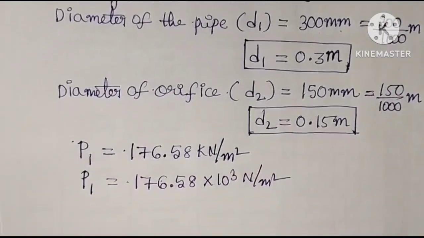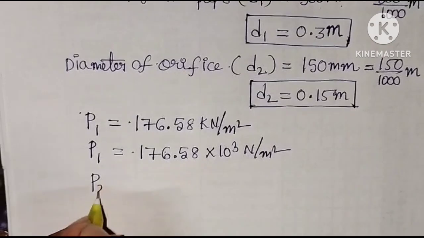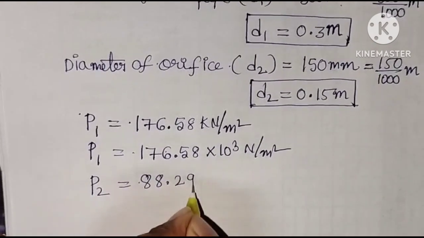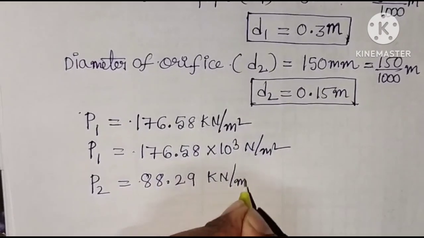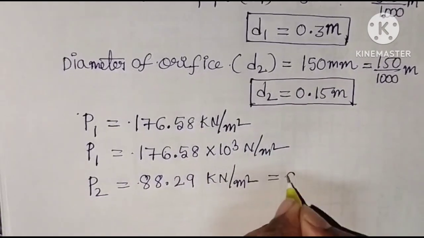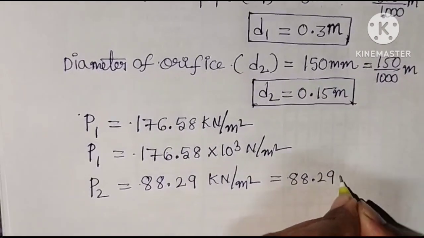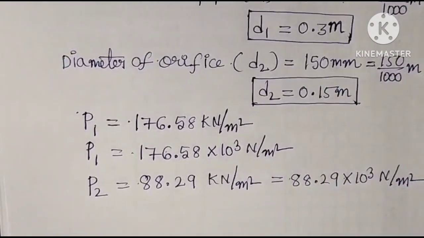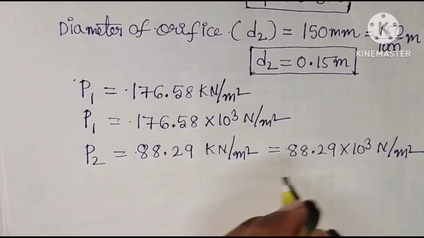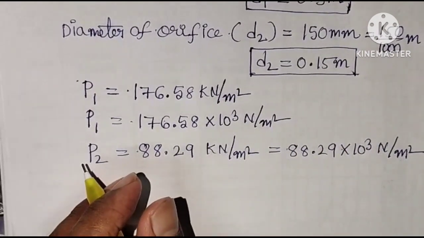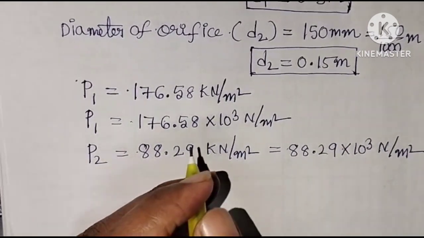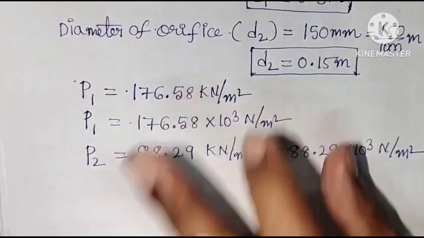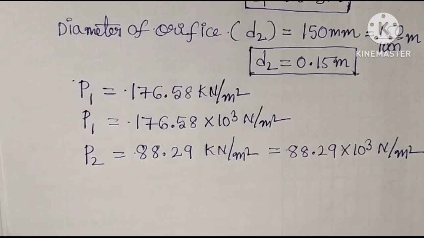And what about the downstream pressure? Downstream pressure P2 is equal to the reading of 88.29 kilonewton per meter square. Let us convert it into newton per meter square. Kilo means again 10 cube, so 88.29 into 10 cube newton per meter square. Now we have P1 and P2. That's all the given information. Based on this given data, we have to find the coefficient of discharge of the orifice.